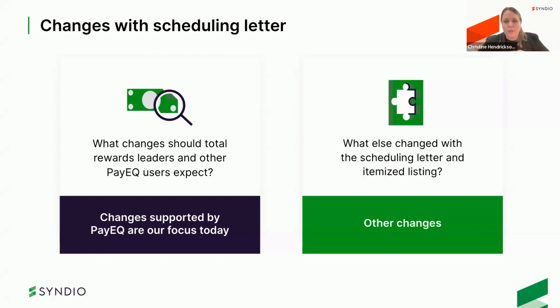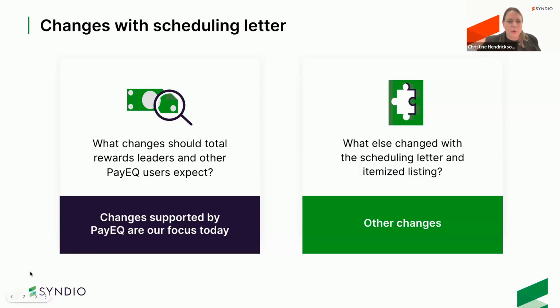For the folks who just got a new scheduling letter, you found out that you're likely going to be audited, and you're likely going to have to provide this information as soon as you receive that scheduling letter. All of the things we're going to be talking about will apply to any new audit scheduled on or after the 24th of August.